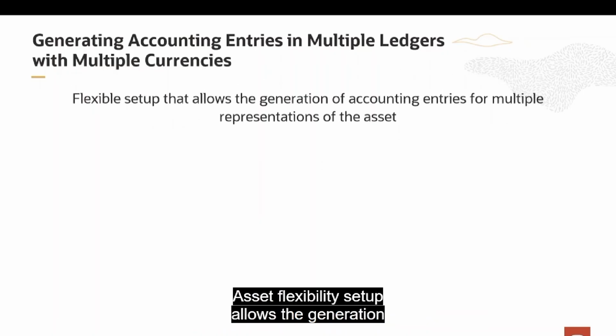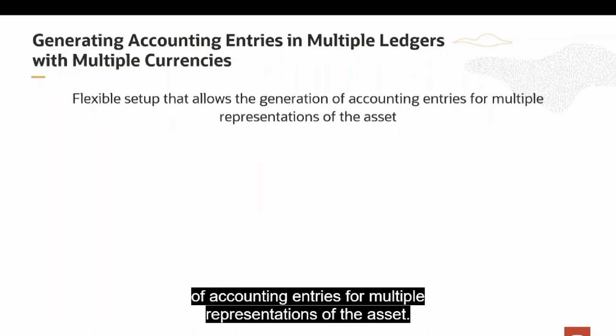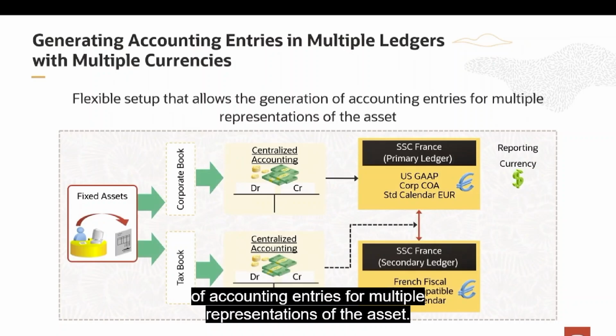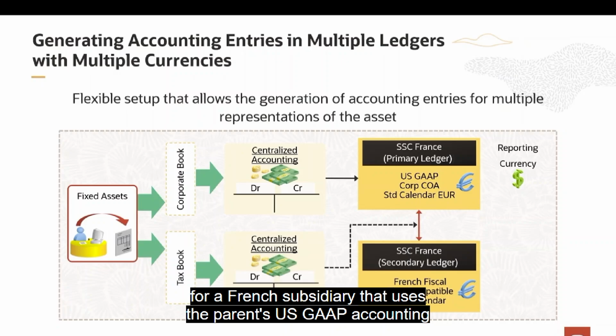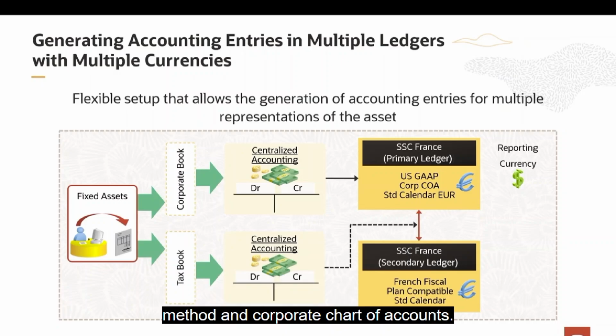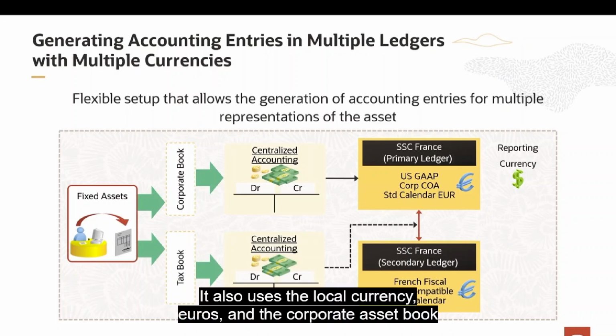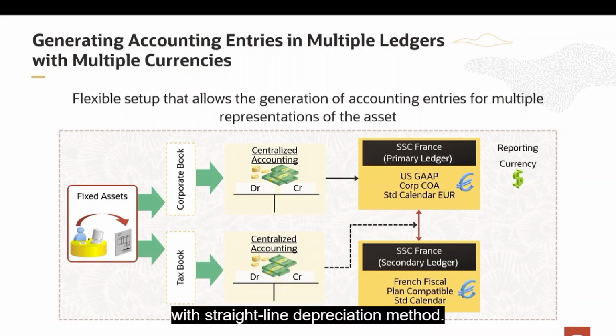Asset flexibility setup allows the generation of accounting entries for multiple representations of the asset. In this example, the primary ledger represents the corporate representation for a French subsidiary. It uses the parent's US GAAP accounting method and corporate chart of accounts. It also uses the local currency euros and the corporate asset book with straight line depreciation method.